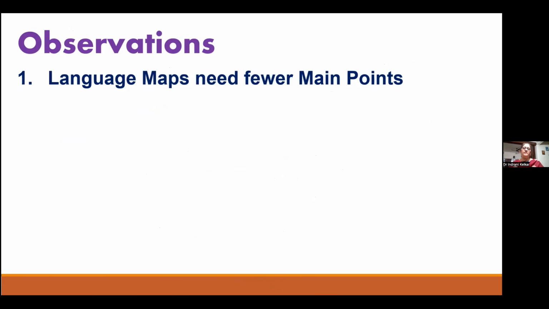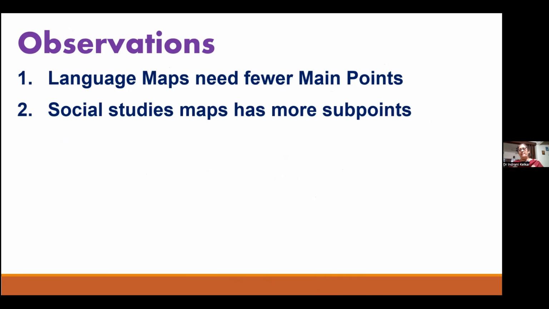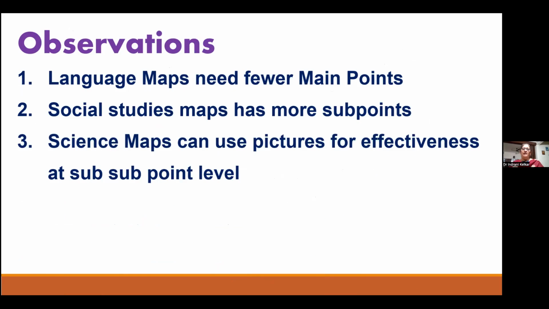Nice. So what are the observations from all these charts which we saw, the brain maps we saw? The language maps needed fewer main points. The social studies map needed more sub-points, so there was a lot more written. Science maps can use pictures for effective use at the sub-point level. If you put pictures, you don't have to write too much text. The picture will explain a lot of what you would otherwise have written into paragraphs.